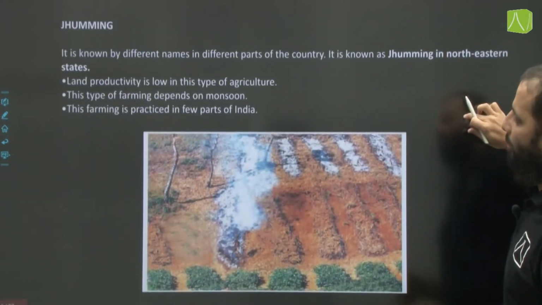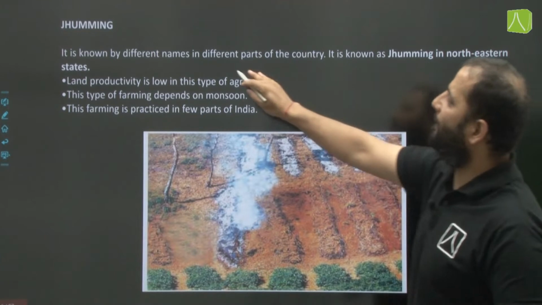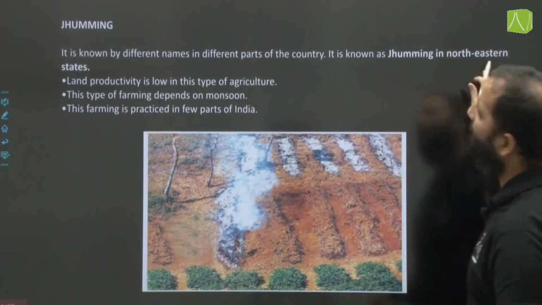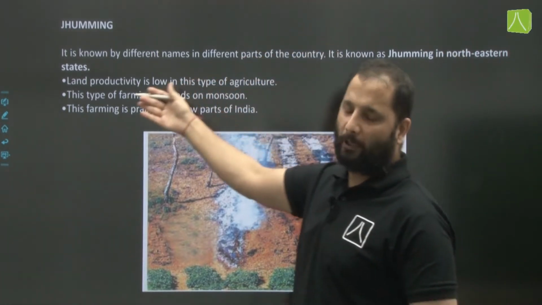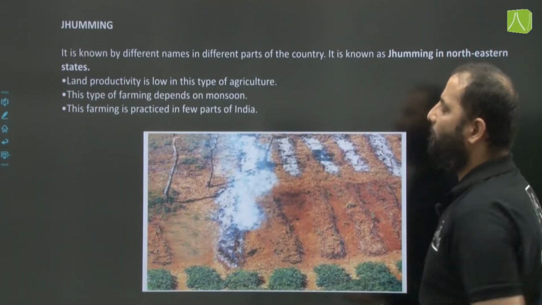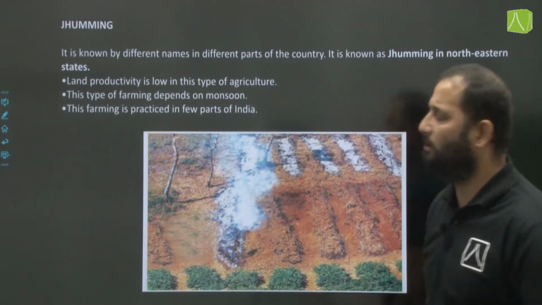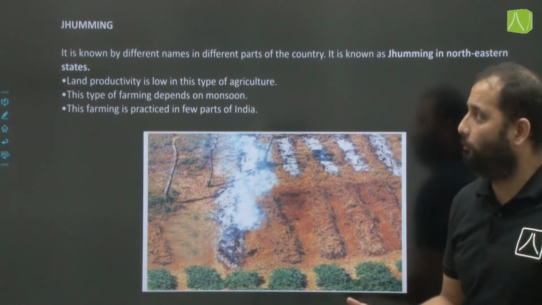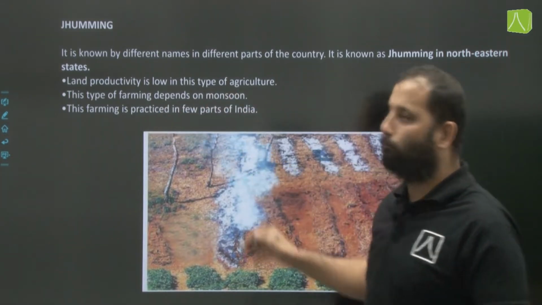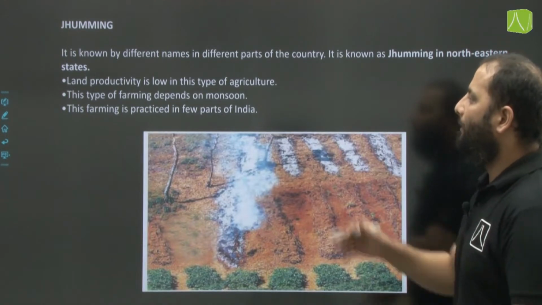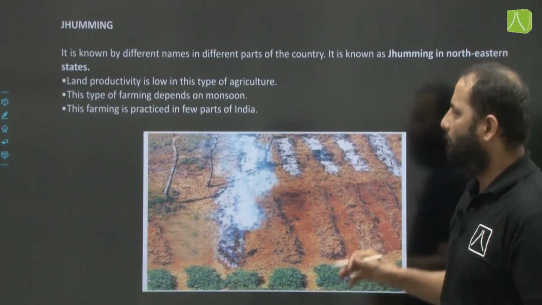That is what, again, jhumming is known by different names in different parts of the country. It is known as jhumming in northeastern states. Land productivity is low in this type of agriculture, as they are not using much of the modern methods of farming, because they do not have the resources to do that. This type of farming depends on monsoon, and is practiced in a few parts of India.